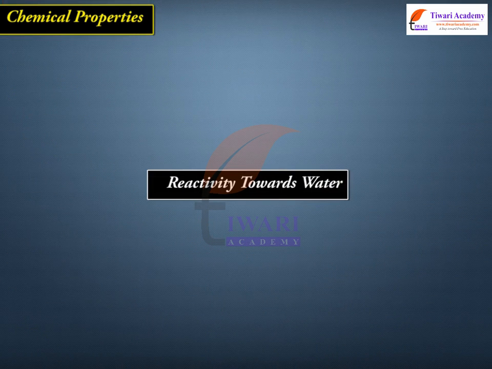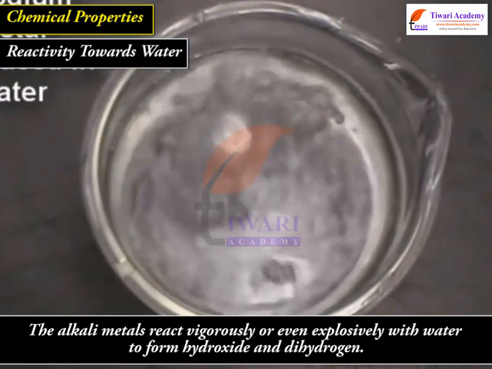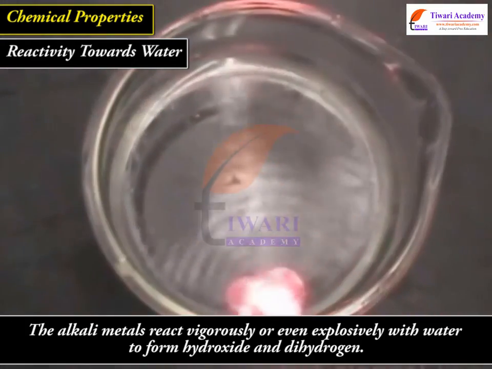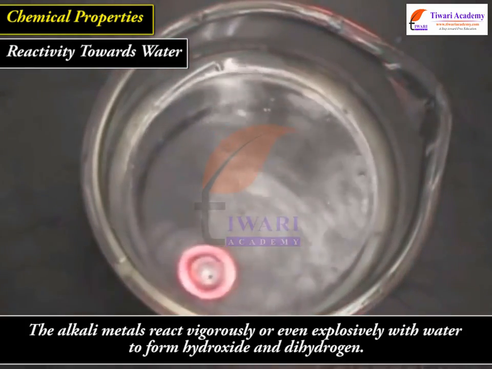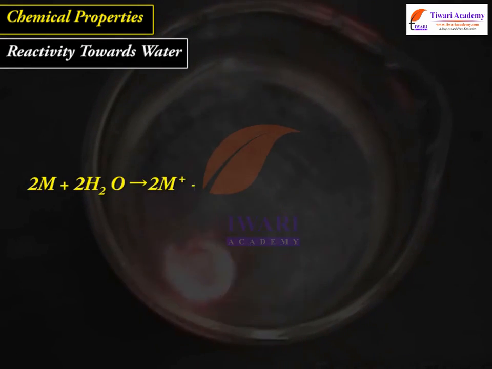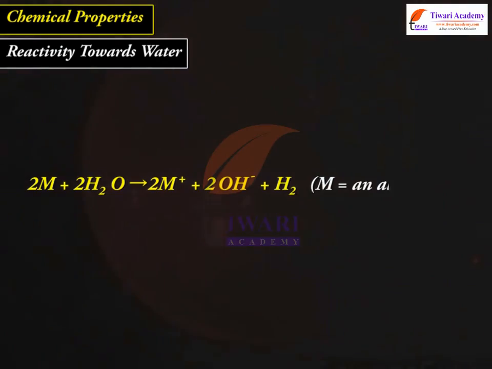Reactivity towards water. The alkali metals react vigorously or even explosively with water to form hydroxide and dihydrogen. 2M + 2H2O gives 2M+ + 2OH- + H2. M is an alkali metal.